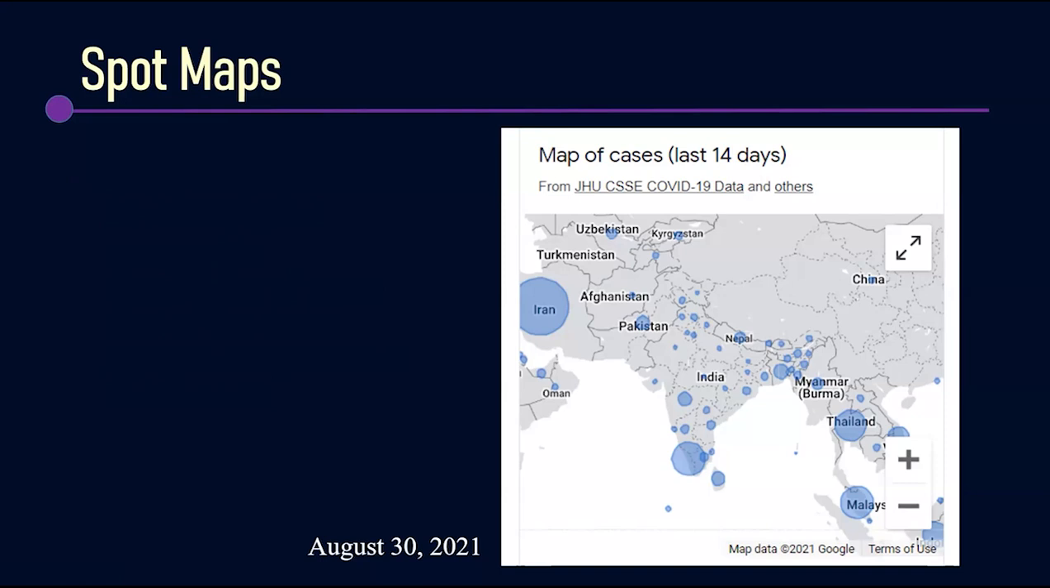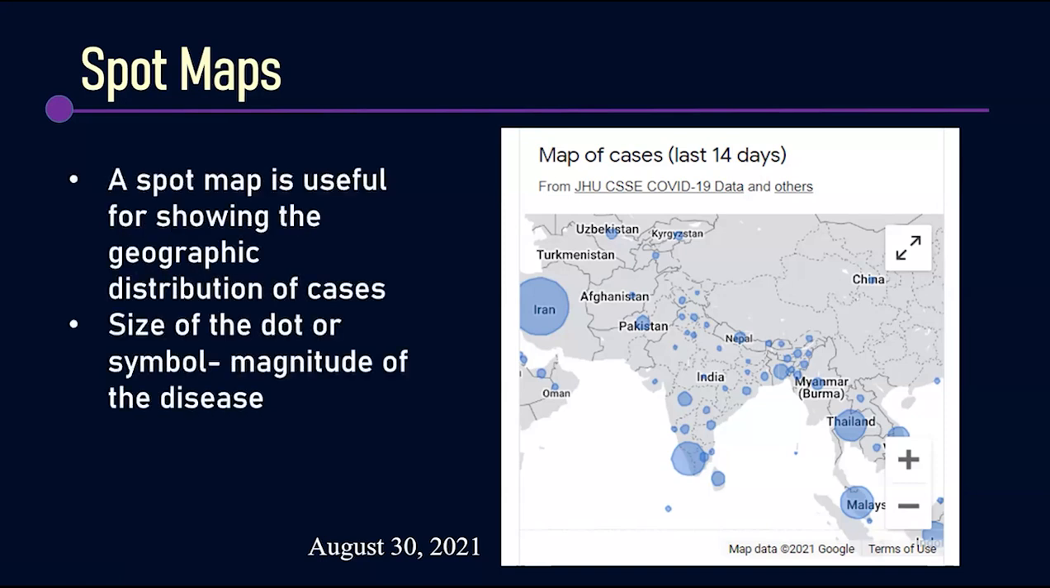Let's discuss the spot maps. A spot map is useful for showing the geographic distribution of cases. And the size of the dot or symbol shows the magnitude of the disease, how big the problem is there, not in terms of severity, but in terms of frequency.